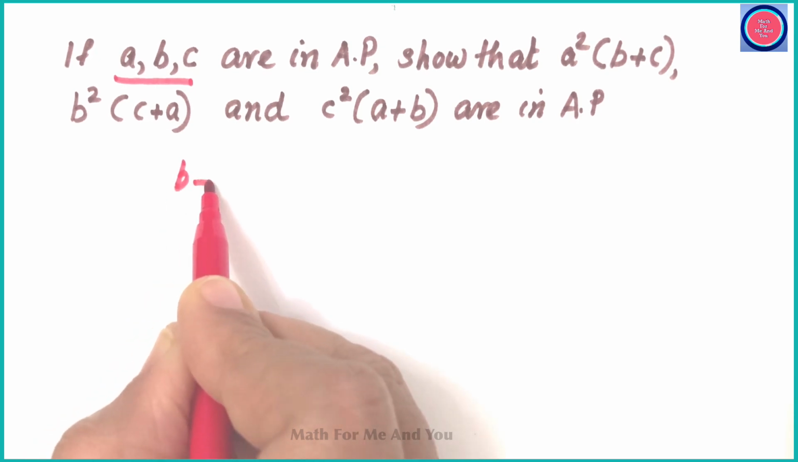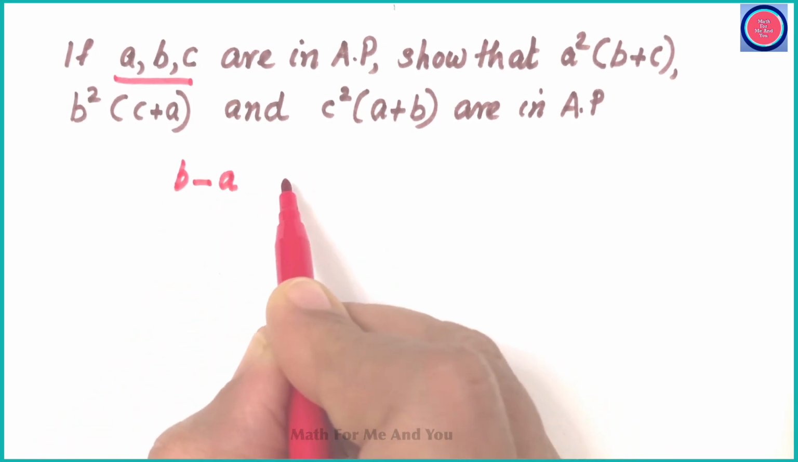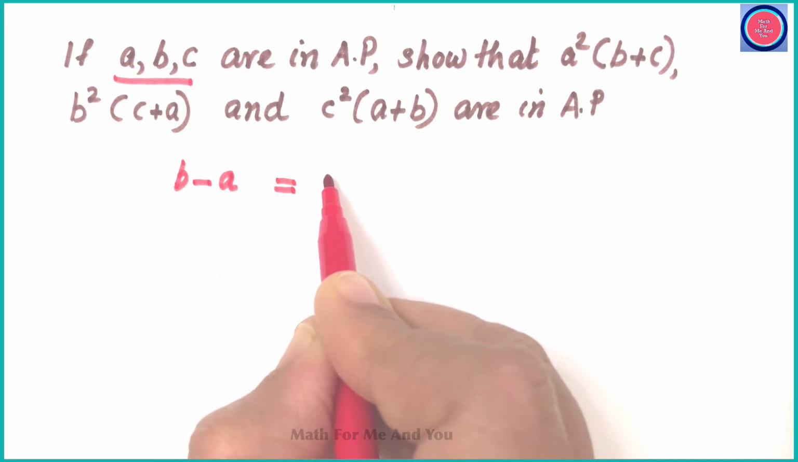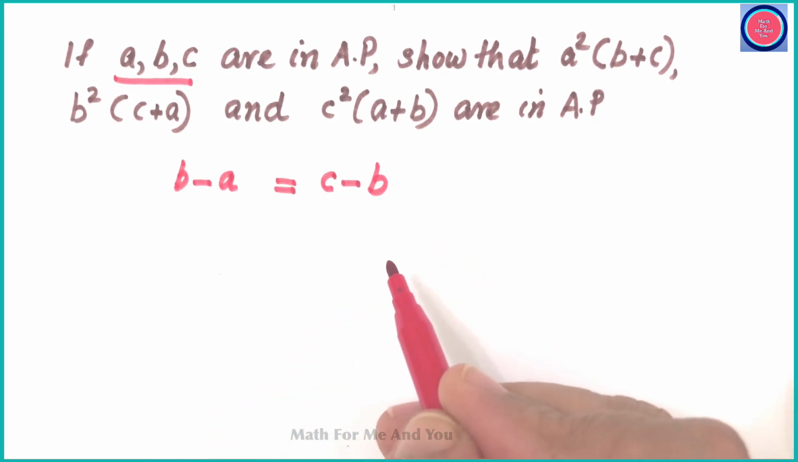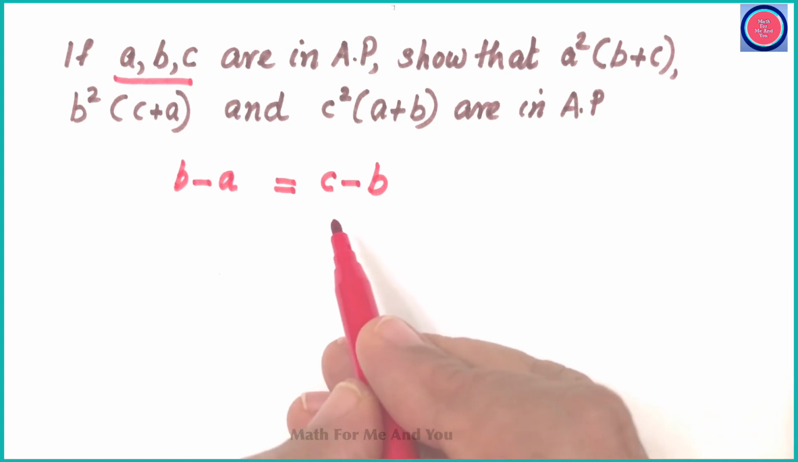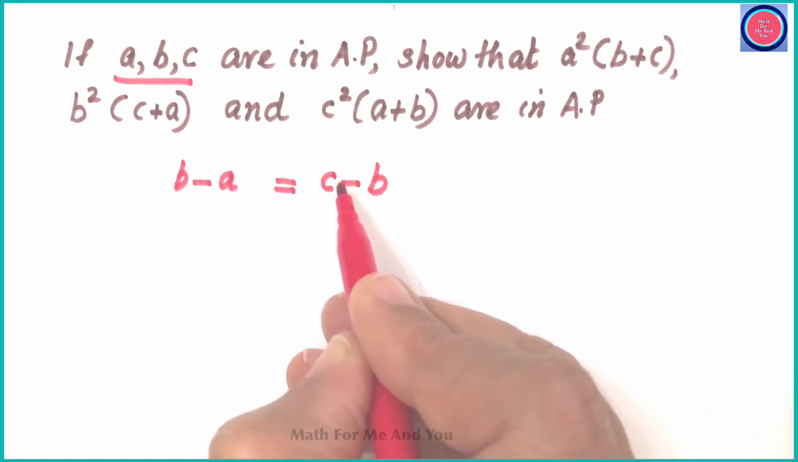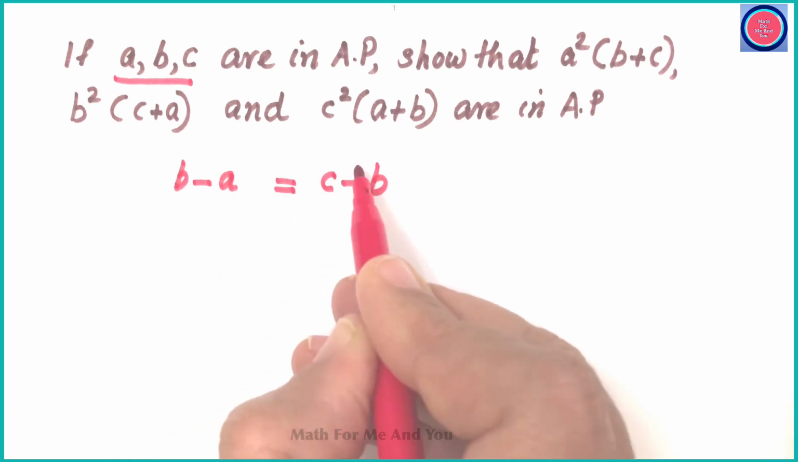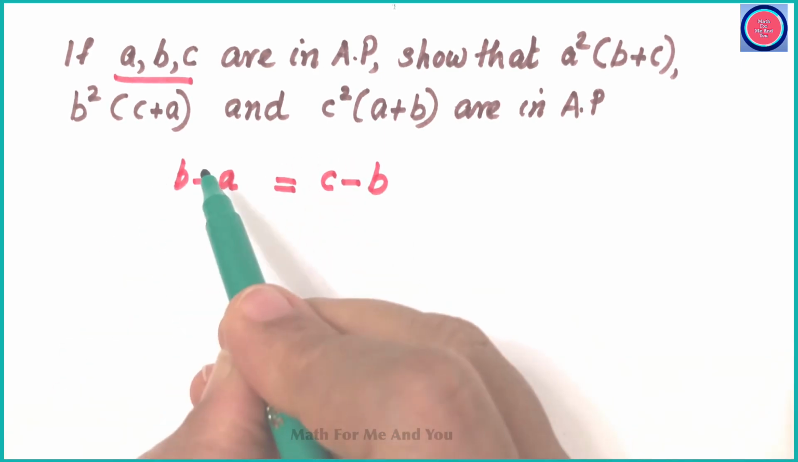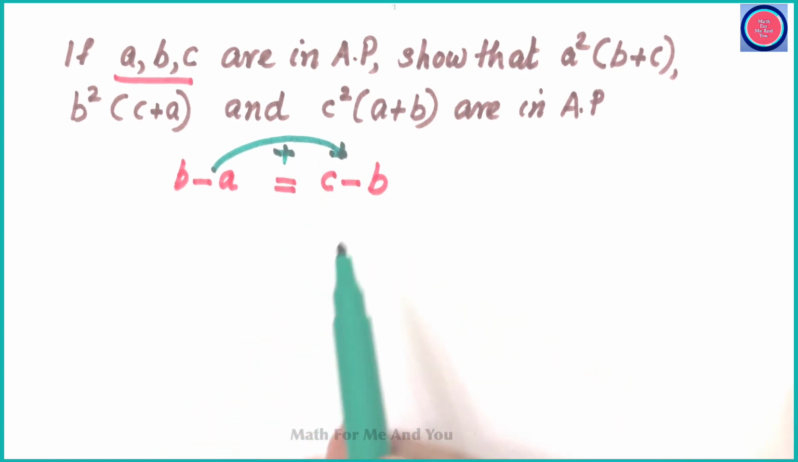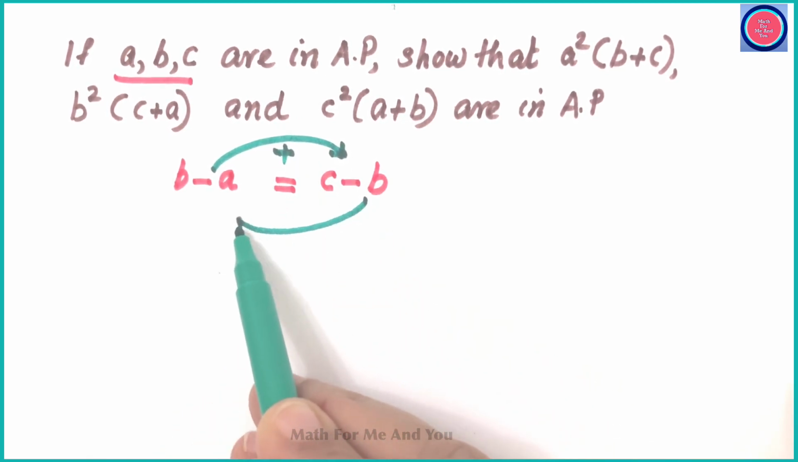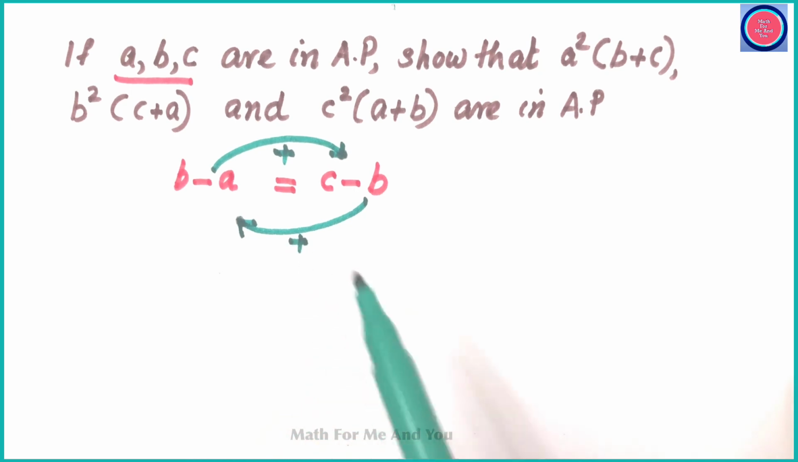Okay, we can write second term b minus the first term a. This is common difference d. The same value we get if we do third term minus second term. And now we can collect b on one side, and a and c on the other side. Okay, so we are going to do that. Minus a, when we move to the right side, it becomes plus a, and minus b we can move to the left side, it becomes plus b.